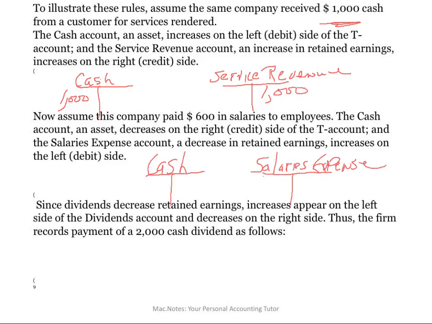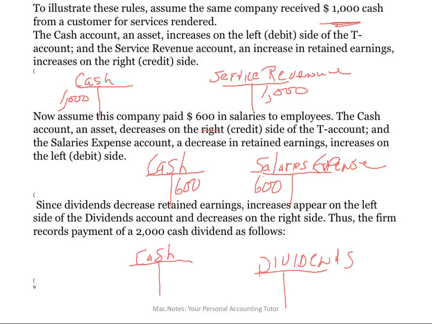Now let's assume the company paid $600 in salaries to their employees. Okay, salary expense increases, so that's on the debit side. All expenses are debit. And I paid cash, so that's the credit side. And that's simply how I record that business transaction.